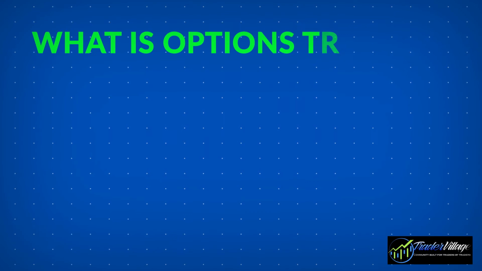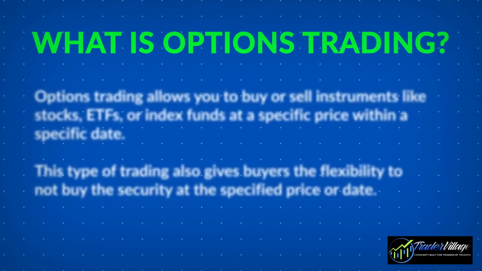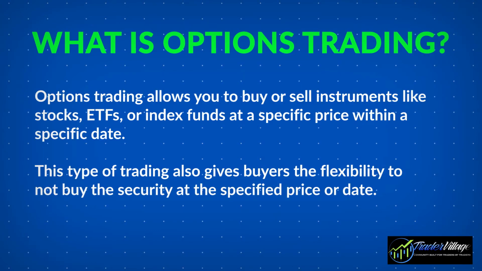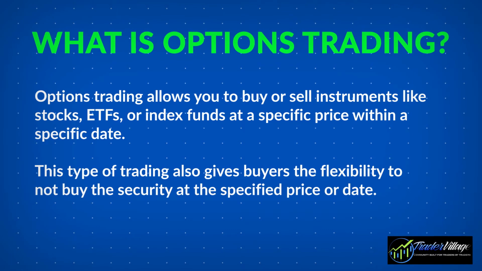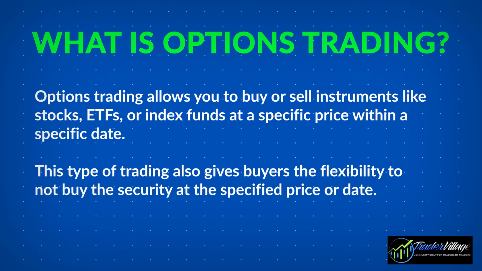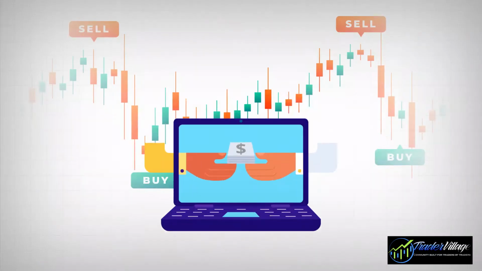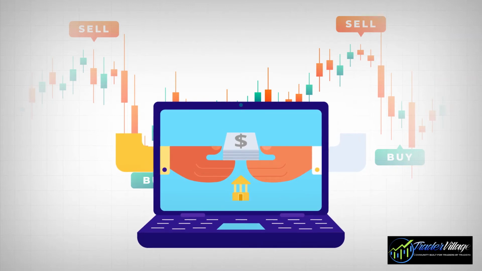What is options trading? Options trading allows you to buy or sell instruments like stocks, ETFs, or index funds at a specific price within a specific date. This type of trading also gives buyers the flexibility to not buy the security at the specified price or date. Buying and selling options are carried out in the options market.